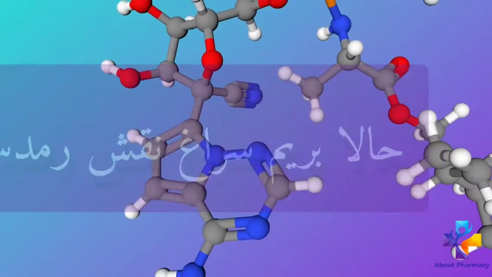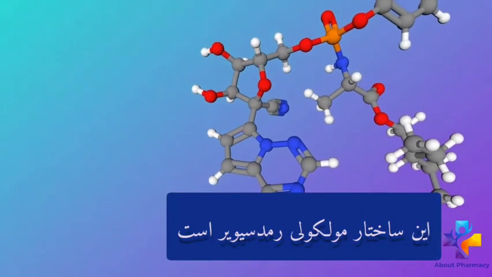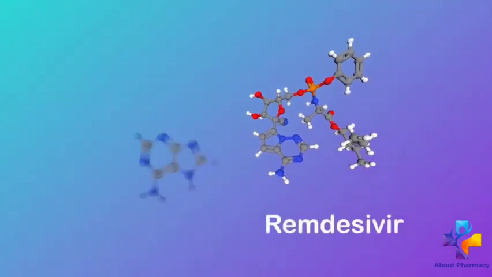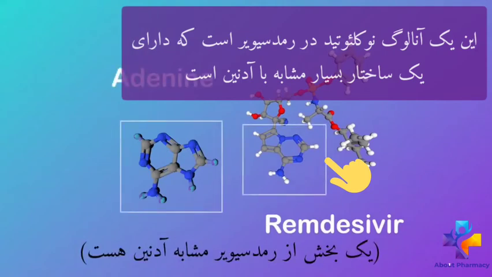This is the molecular structure of remdesivir, a drug developed by U.S. pharmaceutical company Gilead. It is a nucleotide analog which contains a structure very similar to adenine.